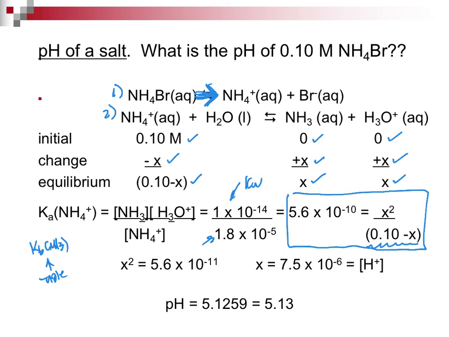What I didn't mention is, of course, we can ignore this X. We have an X squared of 5.6 times 10 to the minus 11. Our X turns out to be 7.5 times 10 to the minus 6, and it is equal to the H+, so we can directly find the pH.